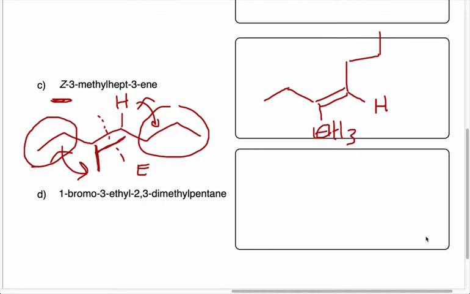Okay. Lastly, we have 1-bromo-3-ethyl-2,3-dimethylpentane. So a 5-carbon chain, 3, 4, 5, with a bromine on the number 1 carbon, methyl groups on 2 and 3, and then another ethyl group on number 3. So that would be the structure for 1-bromo-3-ethyl-2,3-dimethylpentane.